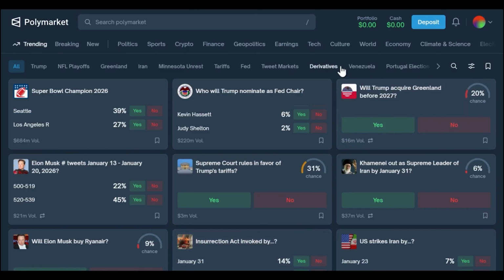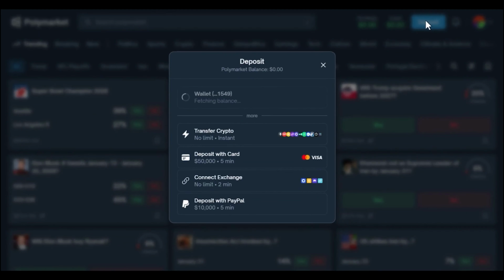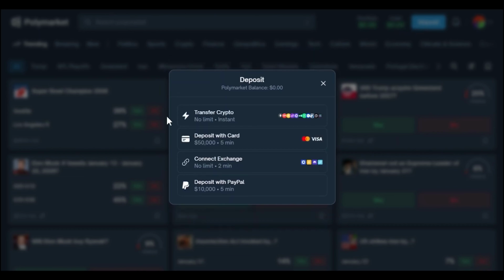Now that you're logged in, you need to deposit funds. On the top right, click on Deposit. Polymarket runs on the Polygon network and uses USDC as the main currency. You have multiple options here. You can transfer crypto from another wallet, deposit with a card, connect an exchange, or use PayPal where available.